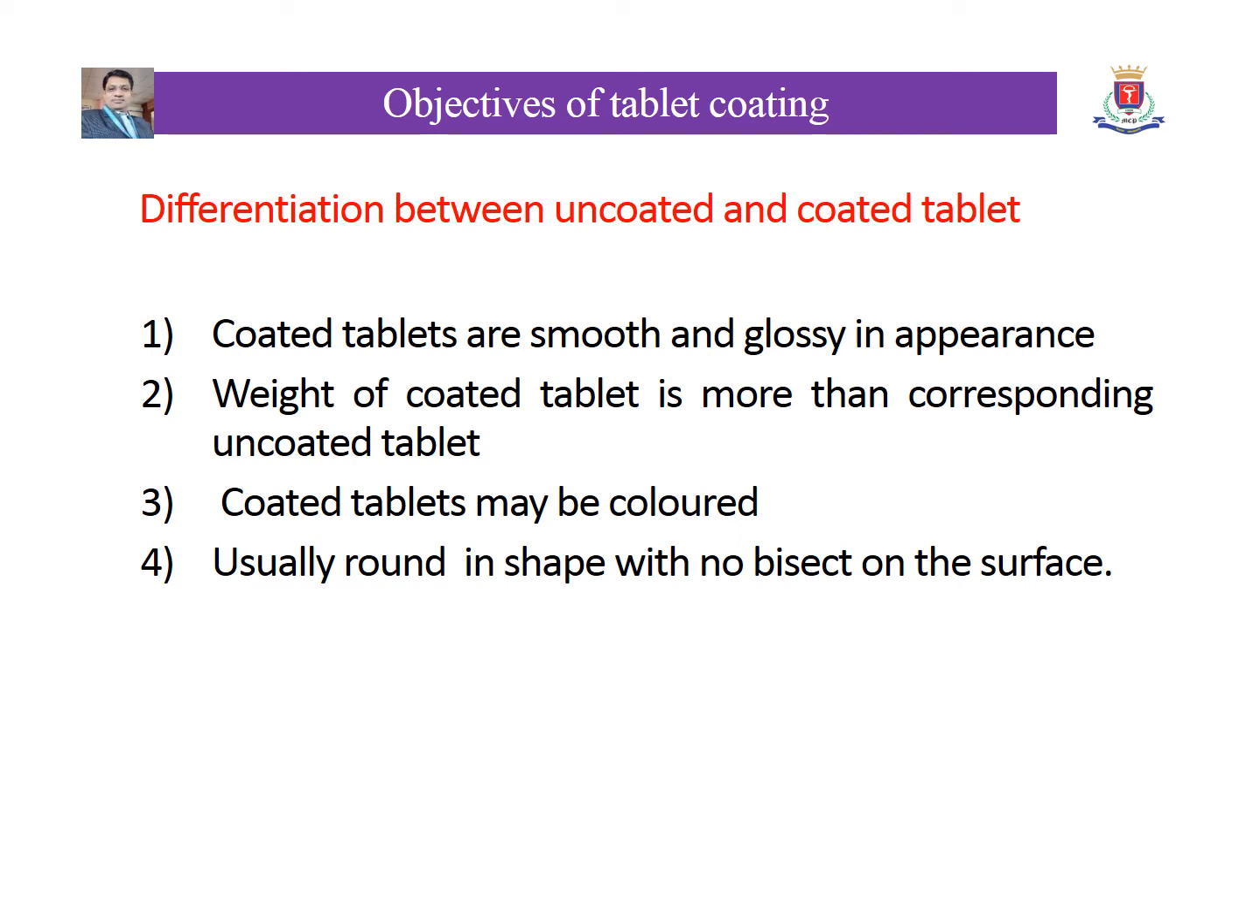Differentiation between uncoated and coated tablet. On the basis of following points, learner can differentiate between uncoated and coated tablet. Number 1. Coated tablets are smooth and glossy in appearance. Number 2. Weight of coated tablet is more than corresponding uncoated tablet. Number 3. Coated tablets may be colored. Number 4. Usually round in shape with no bisect on the surface.